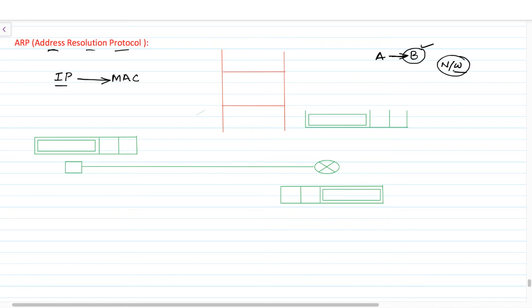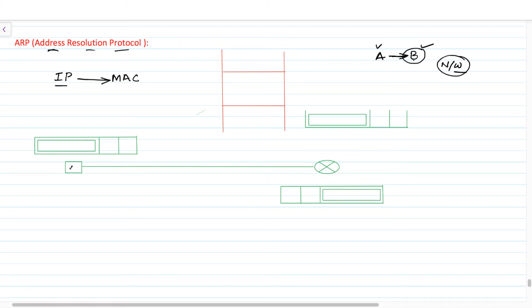By using the network mask of host A, we will perform the AND operation with the IP address of host B, and with this network mask we are also going to perform the AND operation with the IP address of host A. By performing this AND operation, we will get the network ID of host A and host B. If these two network IDs are the same, it means B is present in the same network. If the network IDs are different, it implies that B is in a different network. So suppose here we are considering B is present in the same network.